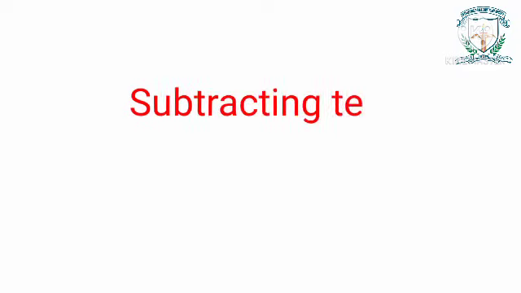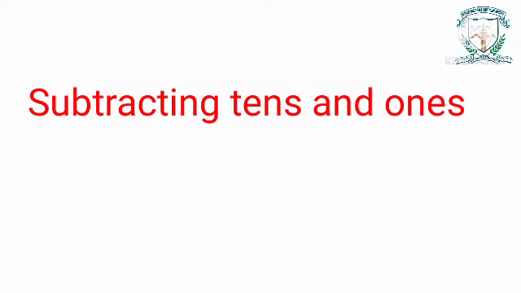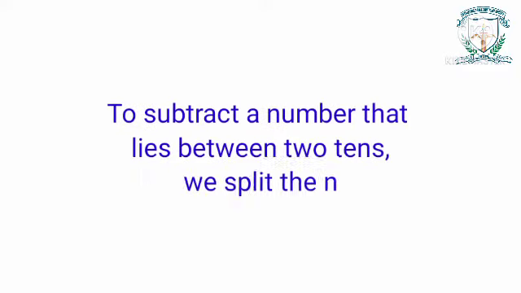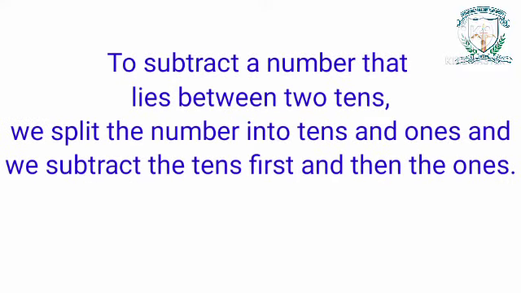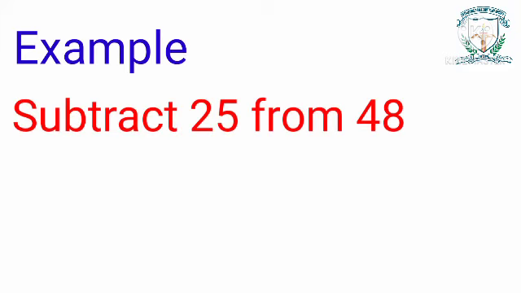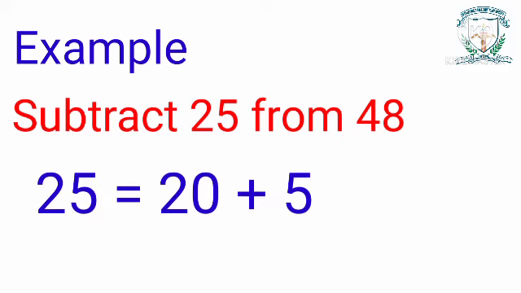Let us move on to the next topic, subtracting tens and ones. To subtract a number that lies between two tens, we split the number into tens and ones. We subtract the tens first and then the ones. For example, let us subtract 25 from 48. Here we can split 25 as 20 plus 5.